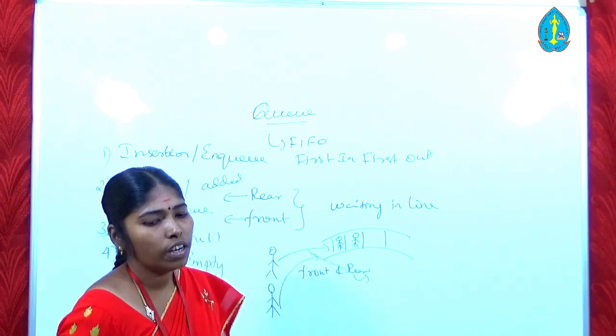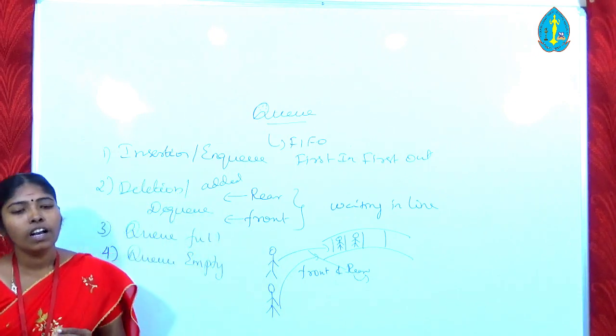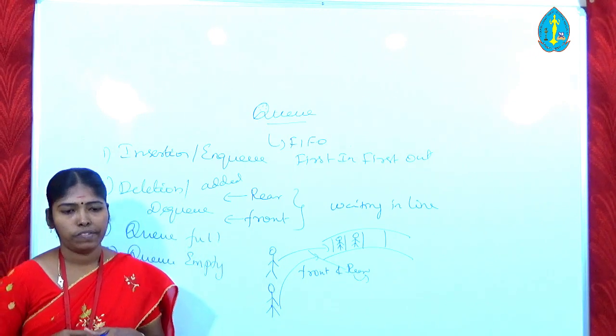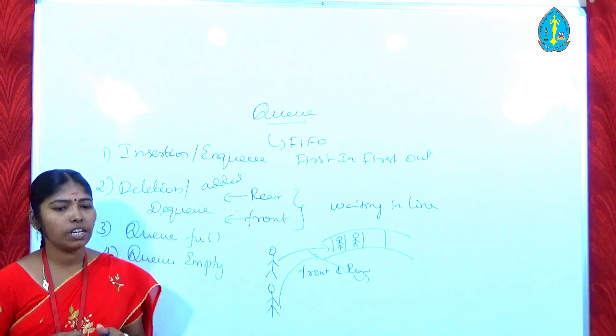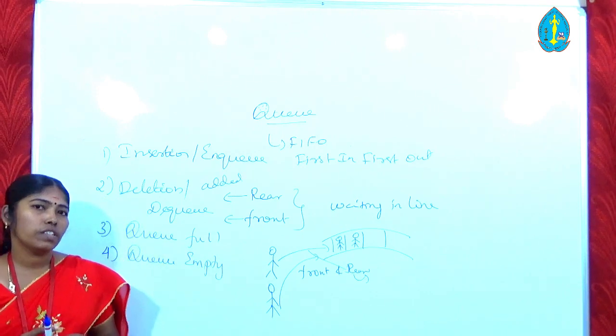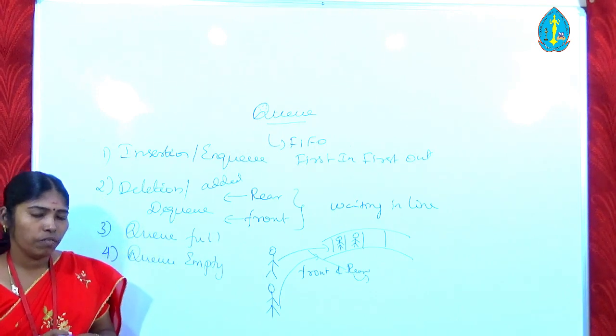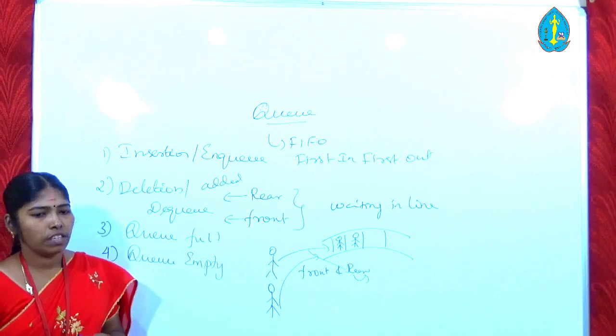Okay, next we discuss the applications related to computer science. One is the round robin scheduling algorithm. Next one is the job scheduling algorithm. It is used in a first in first out method.